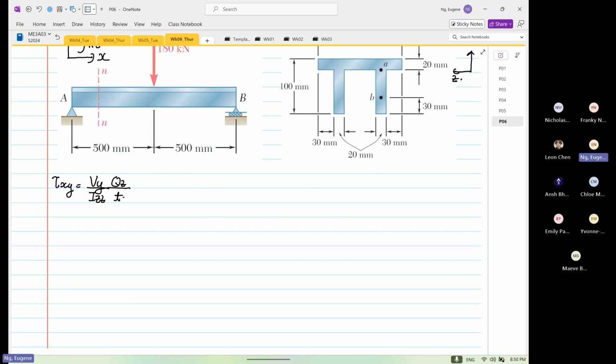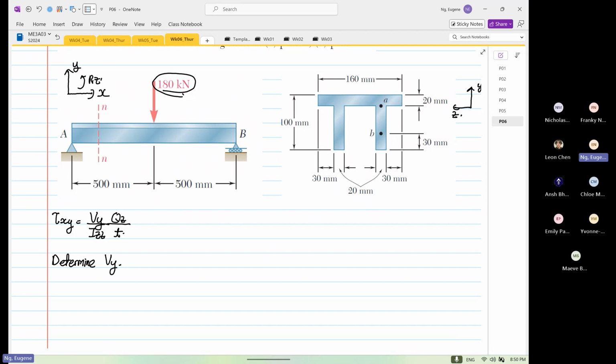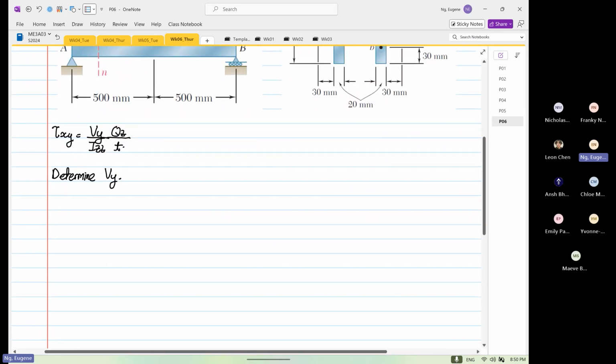So the first thing we have to do is determine what is our Vy. A lot of times students make the mistake of saying, okay, I have 180 times 10 to the power 3, so my Vy is equal to what? 180 times 10 to the power 3, and that's wrong. That's outright wrong, and you'll see why. To solve this, we have to construct our free body diagram first.